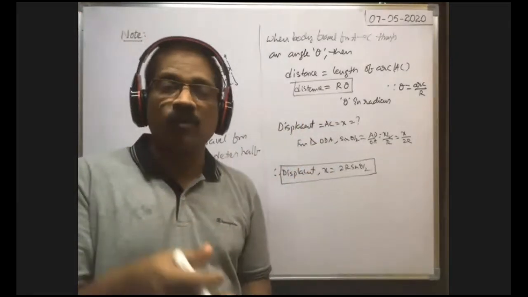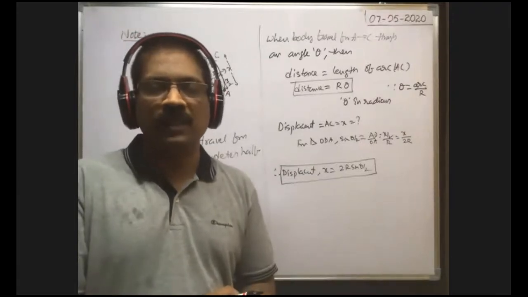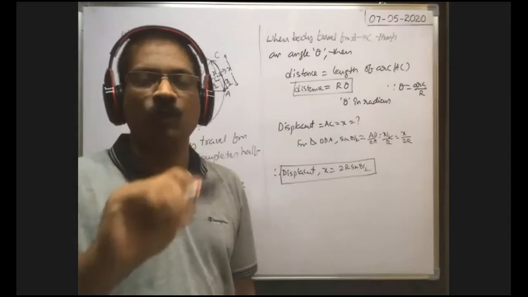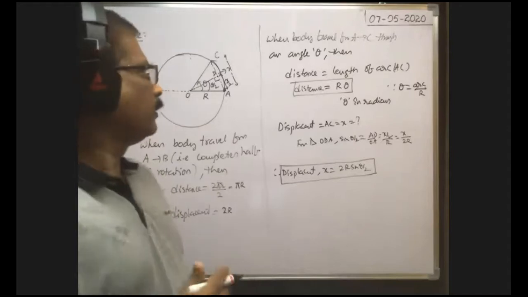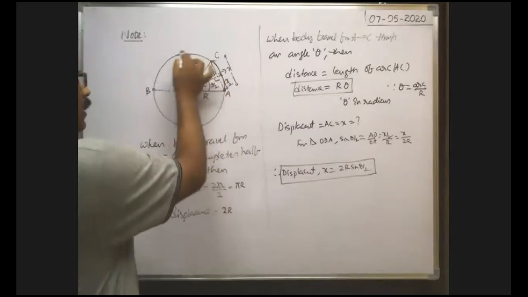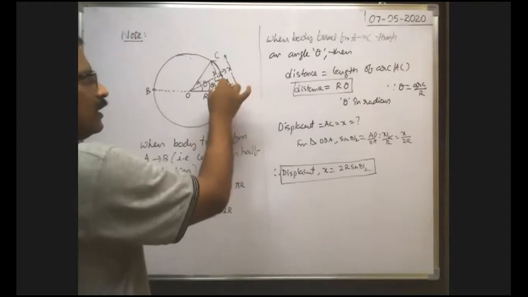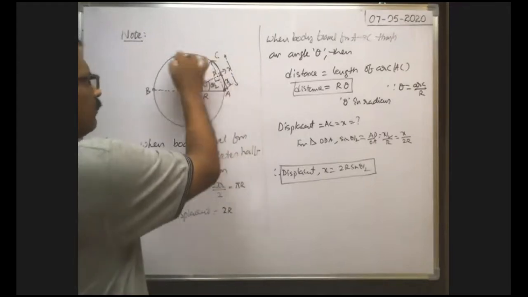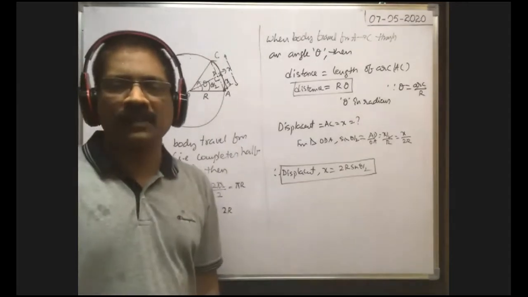Whenever the body completes one rotation, what is the distance travelled? Listen carefully. The body completes one rotation. What is the distance traveled by the body? 2 pi r. Because when the body completes one rotation, from the point A the body starts its motion and travels along the circular path, and again whenever it comes back to the same point A, then only we can say the body completes one rotation. So the distance traveled, the total length of the path, is equal to the circumference only, that is 2 pi r. That's why 2 pi r is the distance traveled by the body.